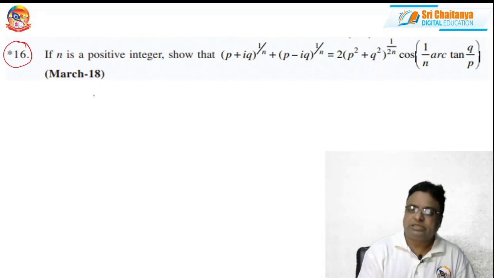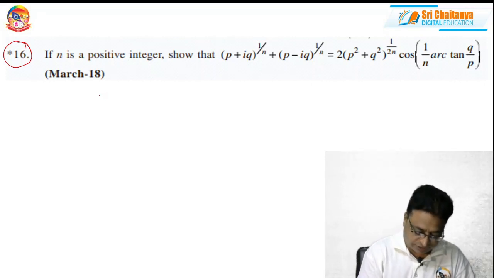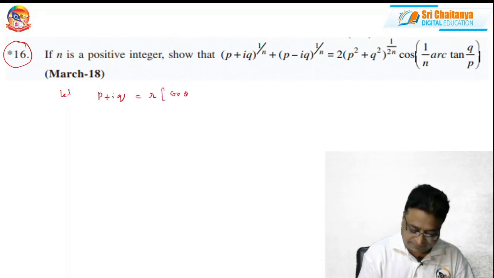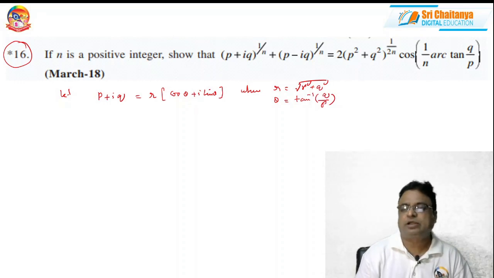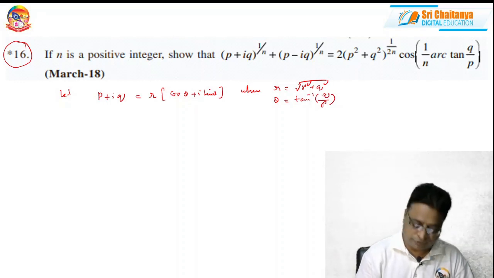Just like the previous problem, here also I am doing like this. Let p plus iq be r into (cos theta plus i sin theta). Obviously, r is equal to root of p square plus q square, and theta is the argument, tan inverse q by p, or arc tan q by p. Both are the same. Don't worry.